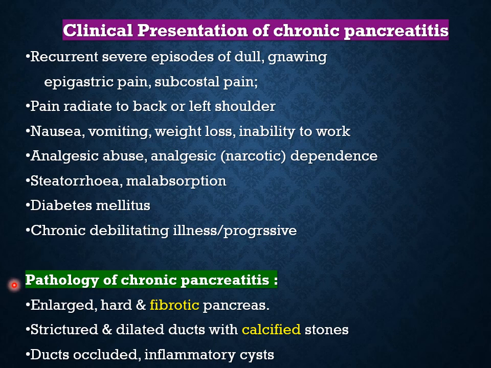So, in the pathology of chronic pancreatitis, the pancreas is enlarged, hard and fibrotic, with strictured and dilated ducts with calcified stones. There are numerous dilated ducts, giving a beaded appearance, with calcified stones within these ducts. Ducts are occluded, with inflammatory cysts seen scattered all over.